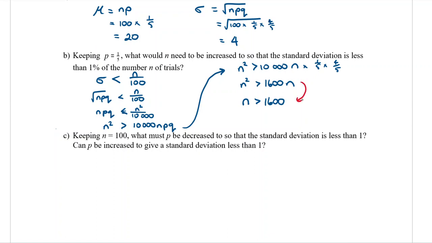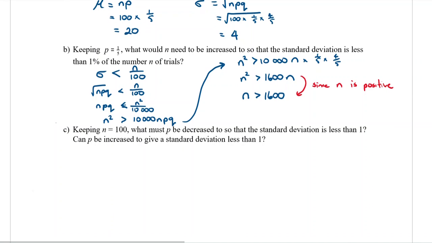Well, in binomials, n is always going to be positive. But I'm just thinking if we're doing this in another topic and you're doing inequalities, you can't just randomly divide things out if they could potentially be negative numbers. So I'm just putting a note in there that I can do that since n is positive. Okay, so n needs to be greater than 1,600 trials so that the standard deviation is 1% of the number of trials.